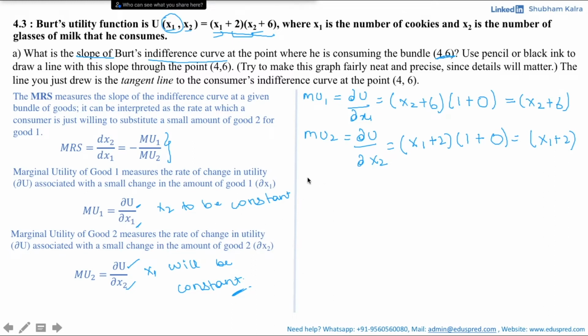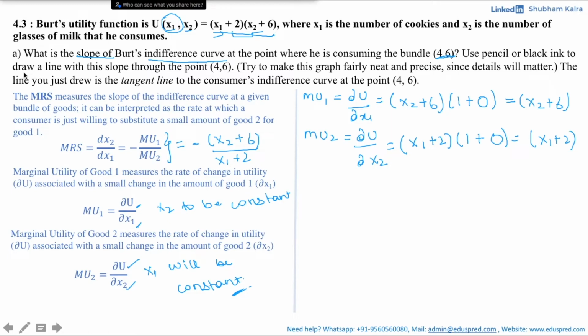Hence your MRS is equal to minus of MU1 divided by MU2. Your MU1 is x2 plus 6. So that would be x2 plus 6 divided by MU2, which is x1 plus 2. Thus your general expression for your MRS is minus of x2 plus 6 divided by x1 plus 2.